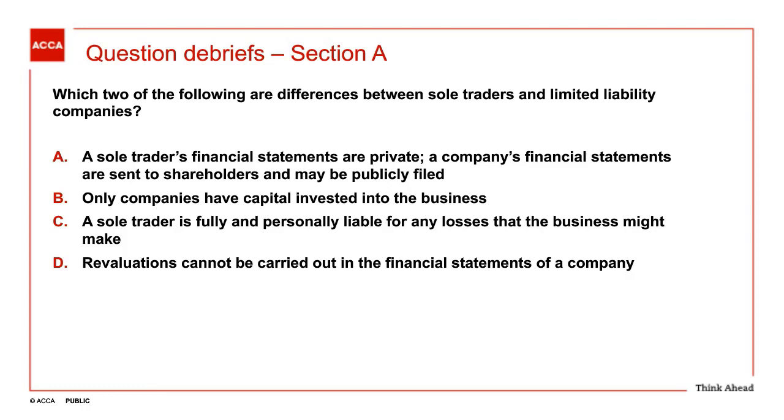Okay, C. A sole trader is fully and personally liable for any losses that the business might make. Yeah, that's true, guys. That's because the liability is not limited. So sole trader, fully and personally liable for any losses. Yeah, true. For a company, remember, the shareholders have that protection. They have that limited liability. So the owners of a company do have a limitation in their liability. So there's a difference between a sole trader and an owner or shareholder of a limited liability company. So I like C. For completeness, I'm just going to have a look at D. I'm not expecting it to be one of my answers because I already like A and C.